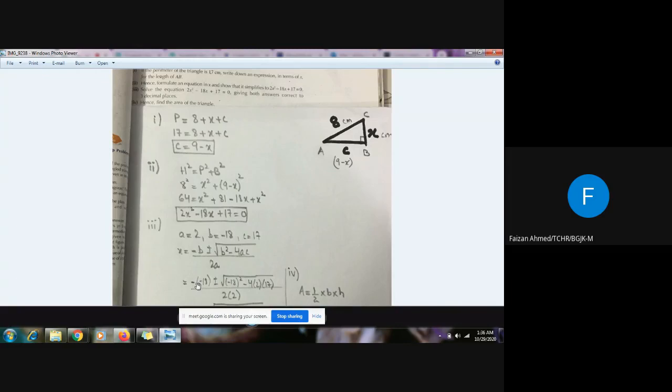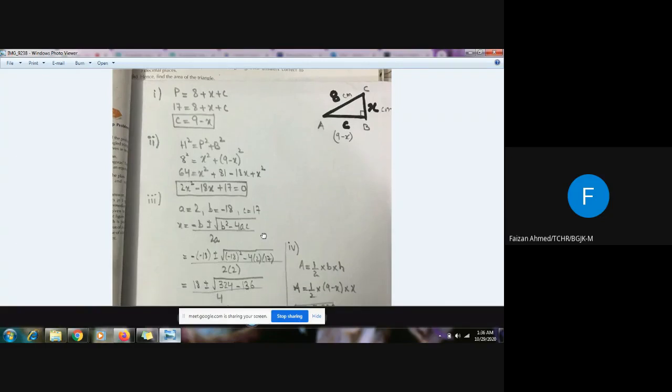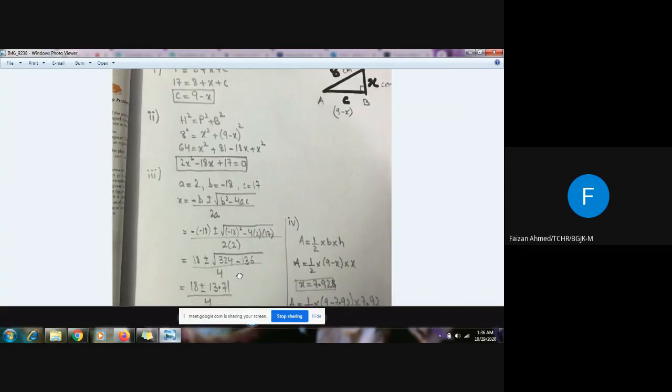There will be two negatives. One negative sign is for the formula, and the other negative sign is for the b. Plus minus square root of minus 18 whole square minus 4ac. 4 times a is 2 and c is 17, and divided by 2a means 2 multiplied by 2, that is 4. The square of 18, that is 18 square, is 324, and 4 multiplied by 2 and 17 is 136, and on simplifying I will have two possibilities.